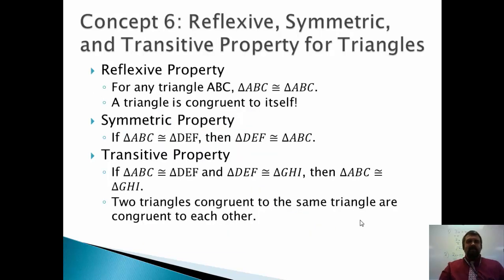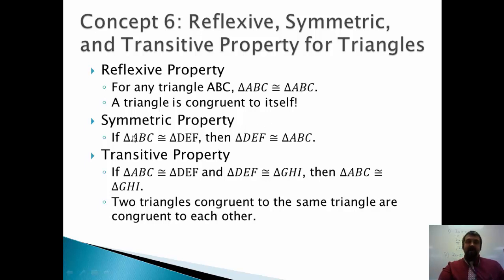The next one is something that we've done over and over again, so I'm hoping that you know it at this point. I'm just letting you know that it works for triangles too. This is the sixth concept of chapter 4. The reflexive, symmetric, and transitive property works for triangles. If I have a triangle ABC, it's of course going to be congruent to itself. It's like a mirror. So for any triangle, triangle ABC is congruent to triangle ABC.